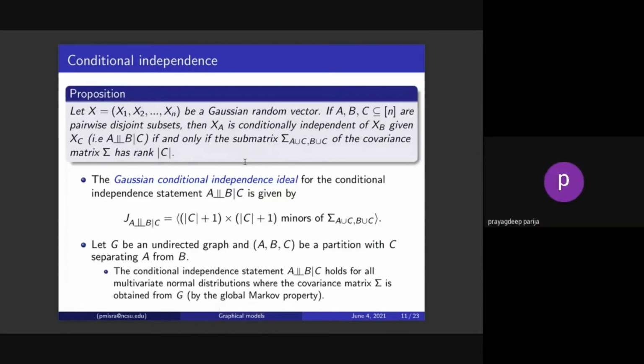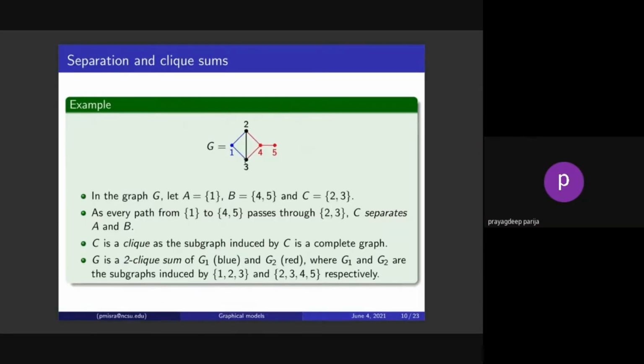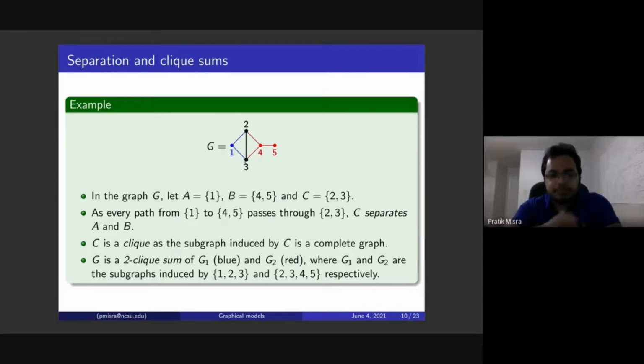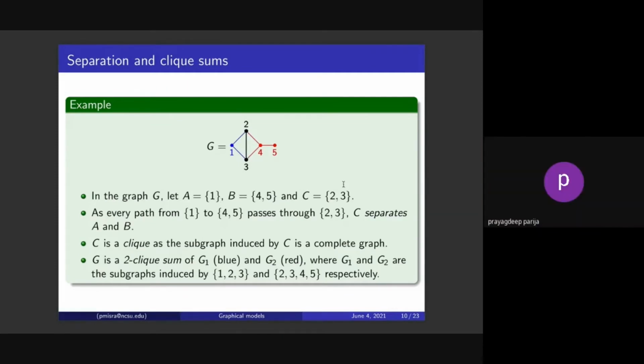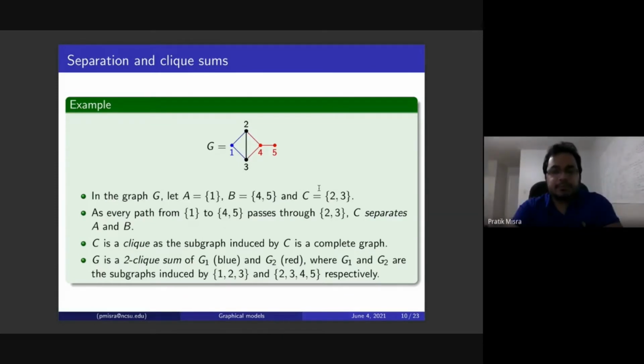In the previous picture, G1 also included the edge 2, 3, right? Yep. So 2, 3 is a common edge of red and blue. Yep. So G1 is basically induced by A union C, and G2 is the subgraph induced by B union C. So C is the common part between both G1 and G2.